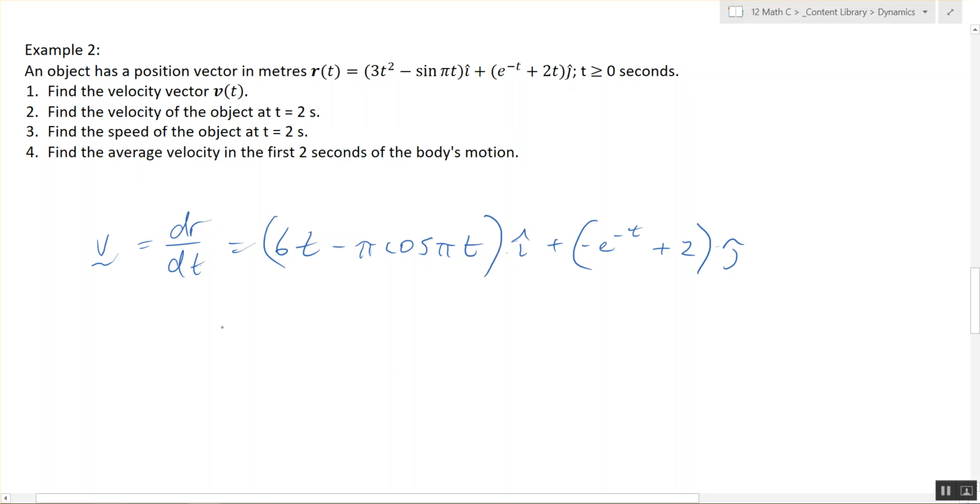Velocity of the object at t equals 2. Substitute t equals 2. Don't forget the notation: v when t equals 2.